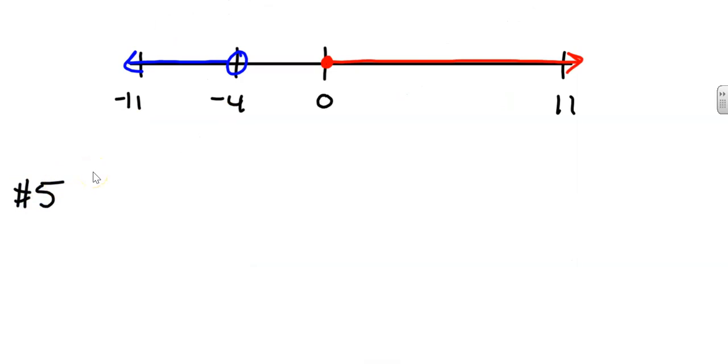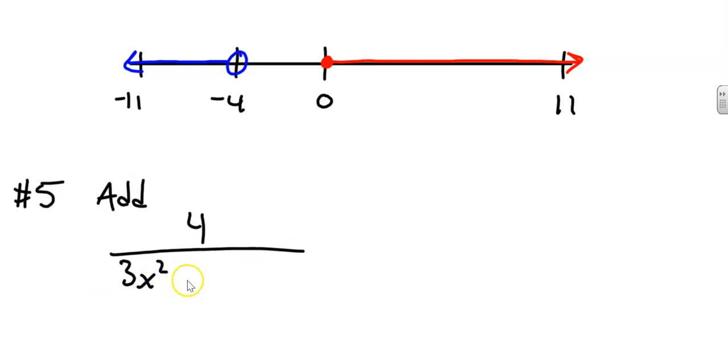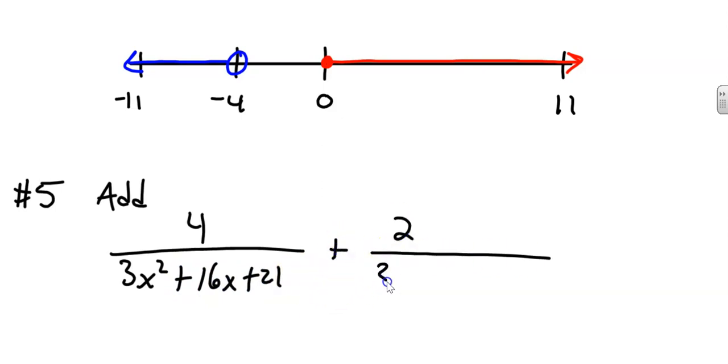All right, question 5. Back to something similar to what was on question 3. This one's going to ask you to add. So it's 4 over 3x squared plus 16x plus 21, plus 2 over 3x squared plus 13x plus 14.